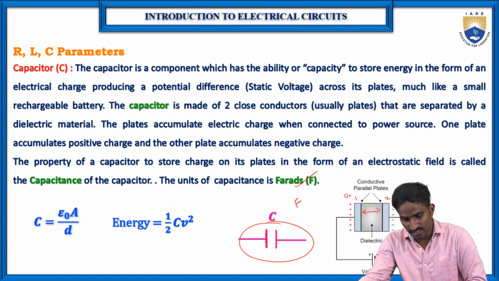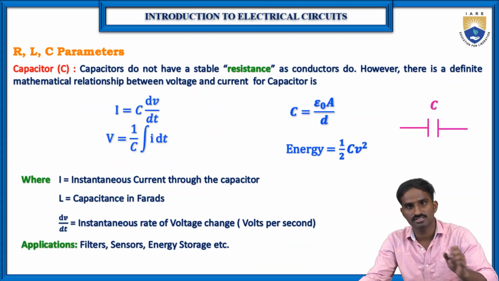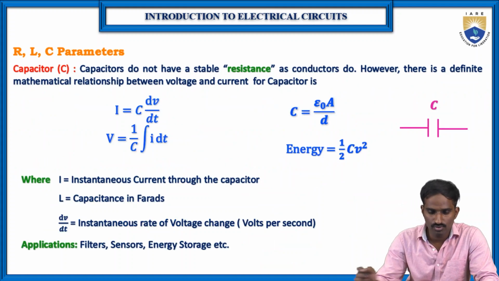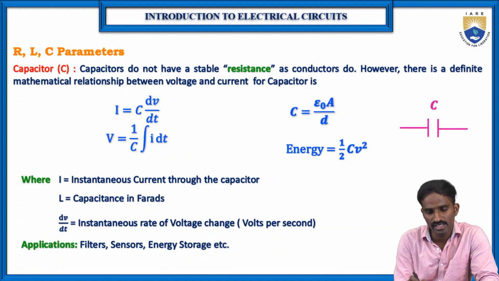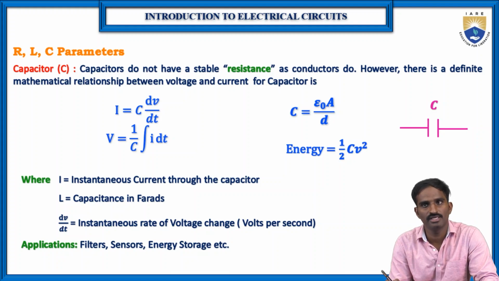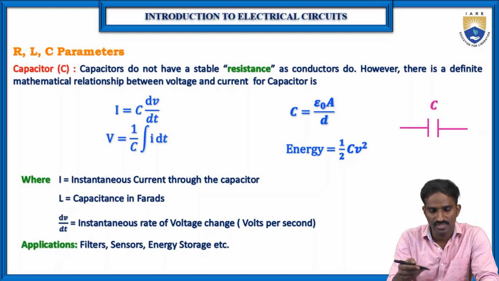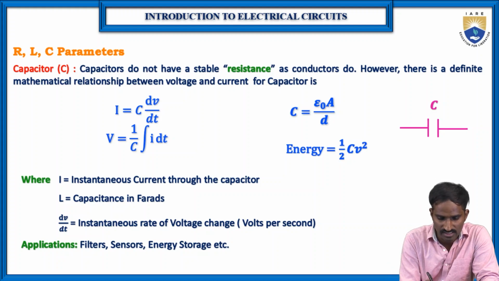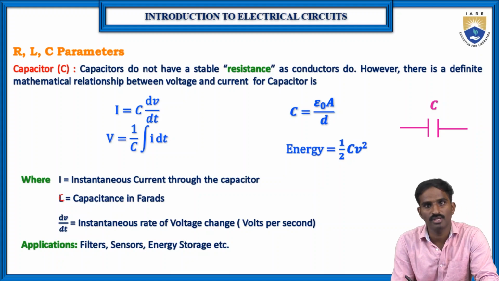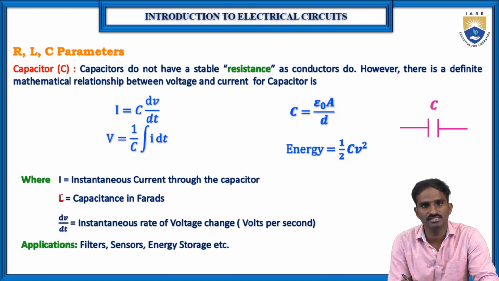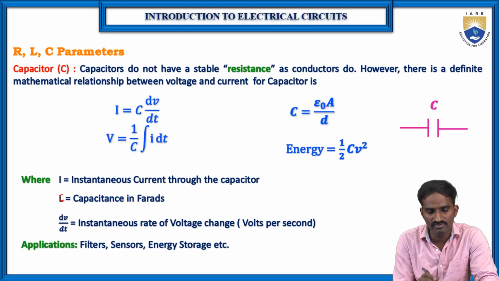Then we will discuss the relation between the current and voltage in the case of the capacitance. So I is equal to C into dV by dt, and V is equal to 1 by C into integral I dt, where I is the current flowing through the capacitor, and C is the capacitance, sorry, not L, here it is C. It is a typographical mistake. C is the capacitance in Farads, and dV by dt is the rate of change of voltage.